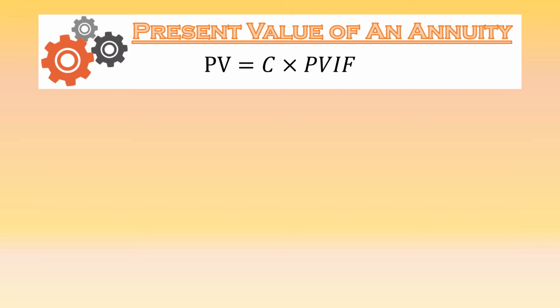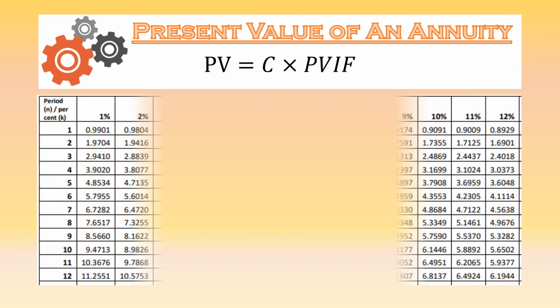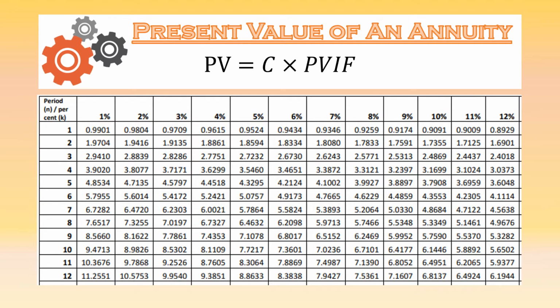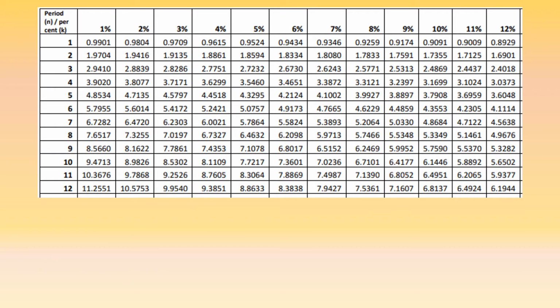Instead of using the formula 1 minus 1 over (1 plus R) raised to T, you can use the present value interest factor for an ordinary annuity table. Simply find the intersection of the relevant time period presented in rows of the table and the relevant interest rate presented in columns of the table.